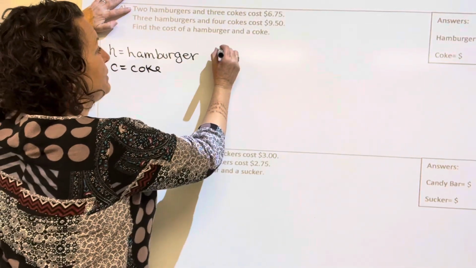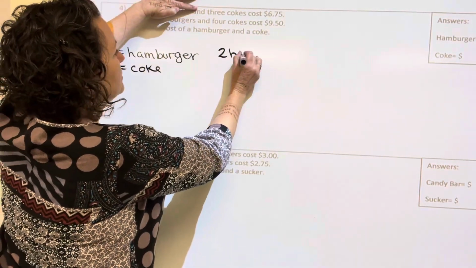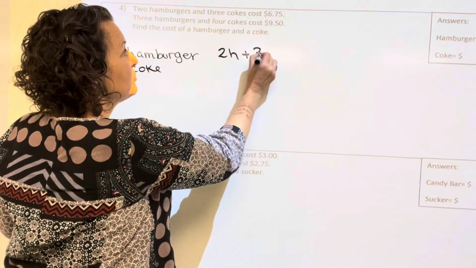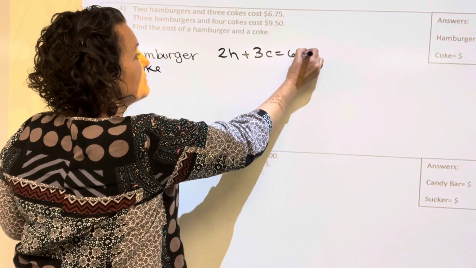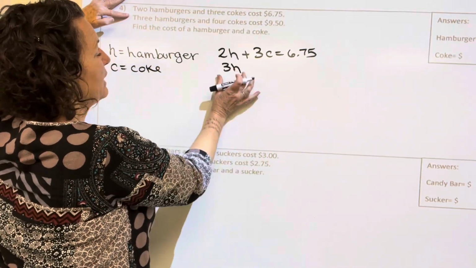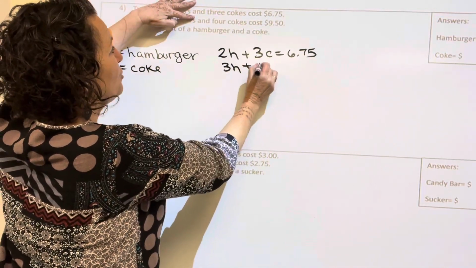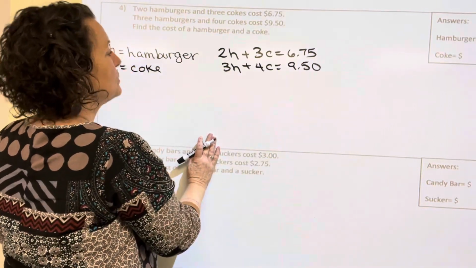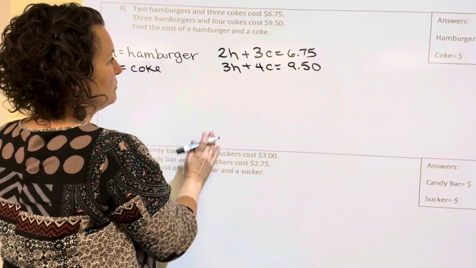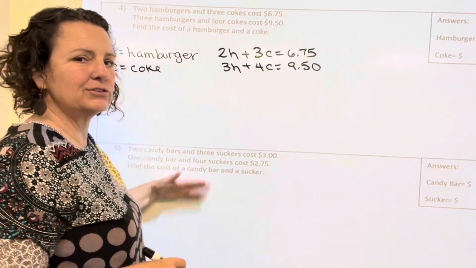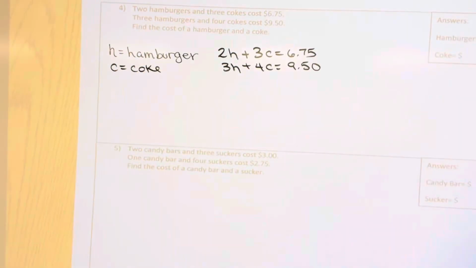So we're going to have 2 hamburgers and we're adding to our order 3 Coca-Colas, and that's $6.75. Next, we have 3 hamburgers. Notice how I'm lining it up, plus 4 Cokes, and that's going to be $9.50. Cool. That's your setup. I hope you got it. Did you get it? Nice. Let's do the next one.